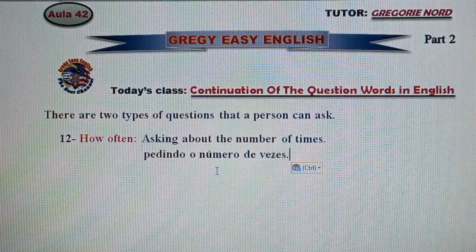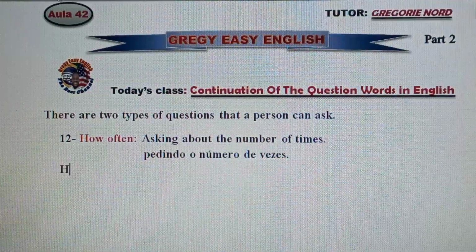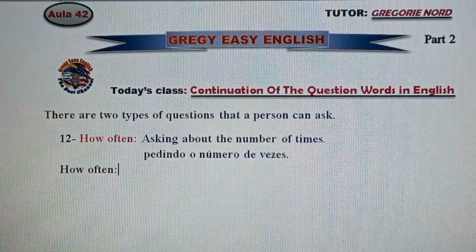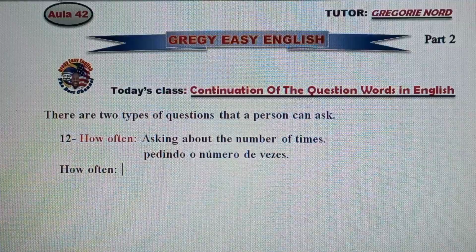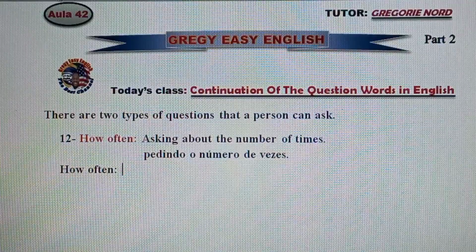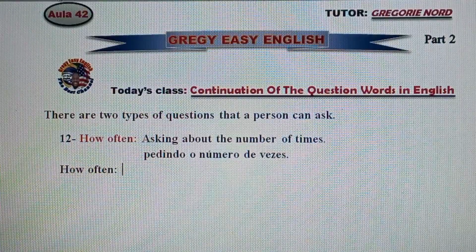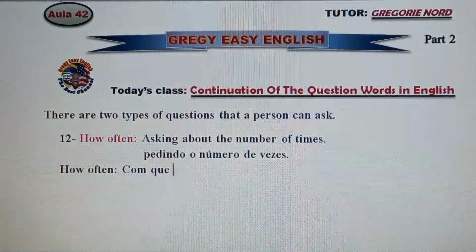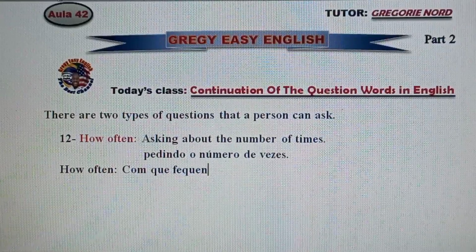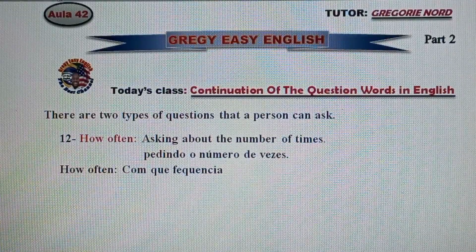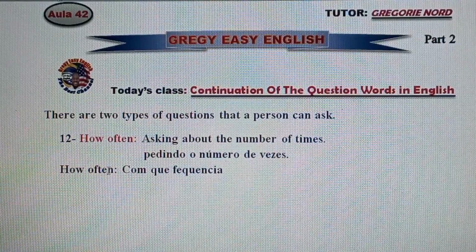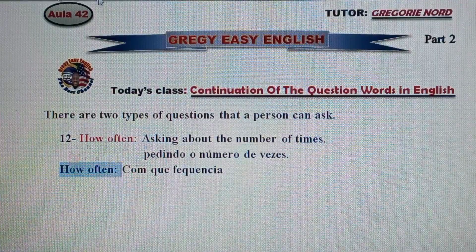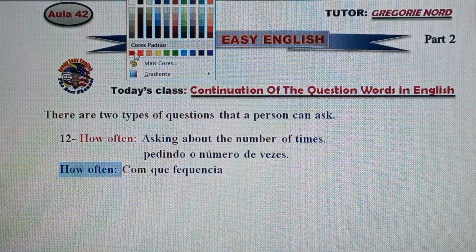Ok, guys? Now, o que significa how often em português? Em português, how often significa com que frequência? Com que frequência? How often em português significa com que frequência? Okay, guys.